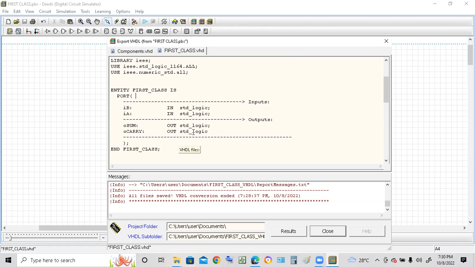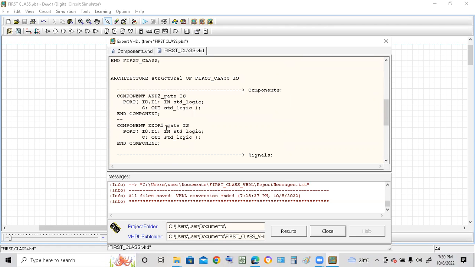Right? Architecture. Component. And the two gates: the component is AND, and_gate. And the port: input 0, input 1. And the data type, the type is an input port. But these are the labels of the ports, and the ports are input ports, standard logic.